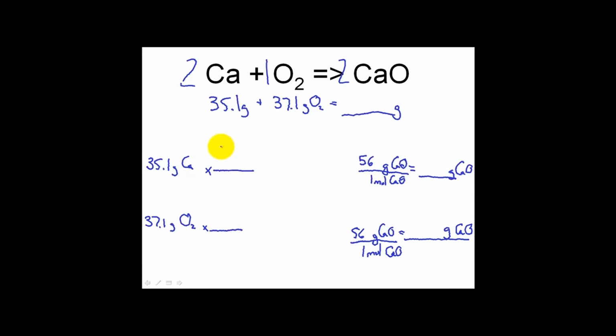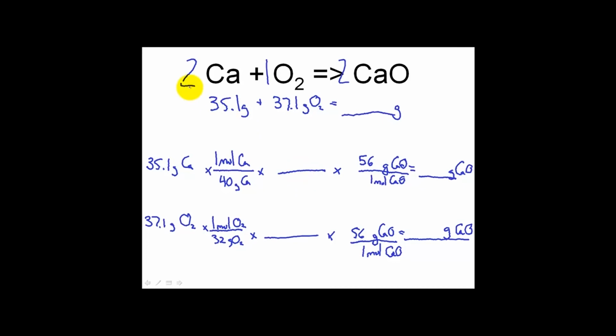We have 1 mole of Ca, which is going to weigh around 40 grams of Ca. And likewise, 1 mole of O2 is going to have a mass of 32 grams of O2. In the middle here, we have what's known as the mole ratio step. The mole ratio step is going to convert from oxygen into calcium oxide on one side, and likewise from calcium to calcium oxide over here.